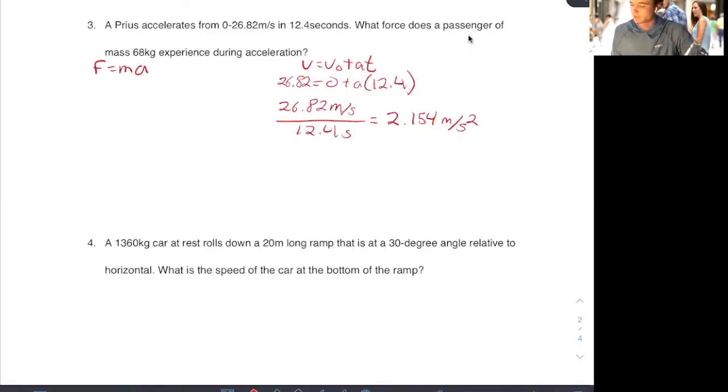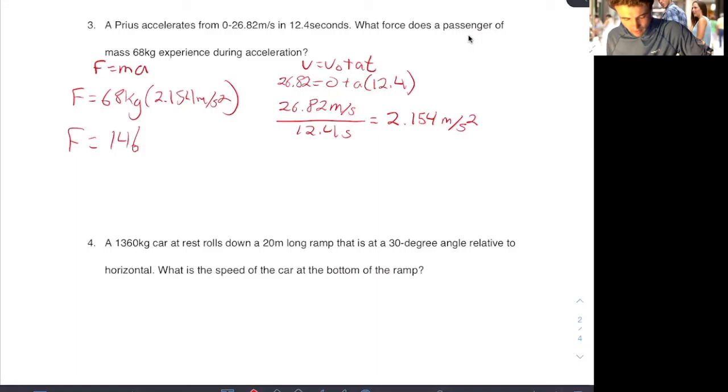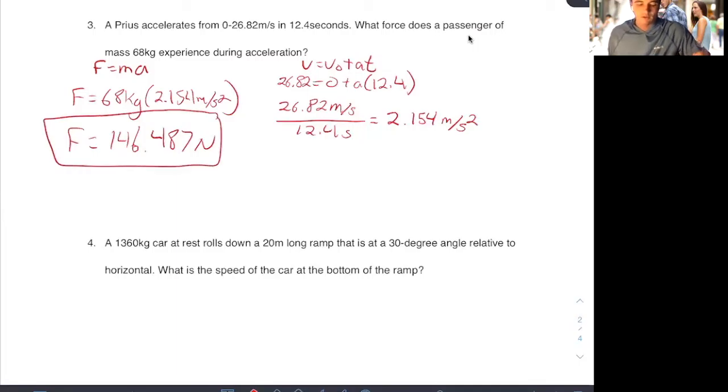Okay, so now we have our acceleration, and we plug our acceleration into our equation. So F equals 68 kilograms times 2.154 meters per second squared. Okay, when you do the math, our force is 146.487 newtons. Okay, there you go. So our passenger is experiencing 146.487 newtons of force, essentially. That's what's going on.